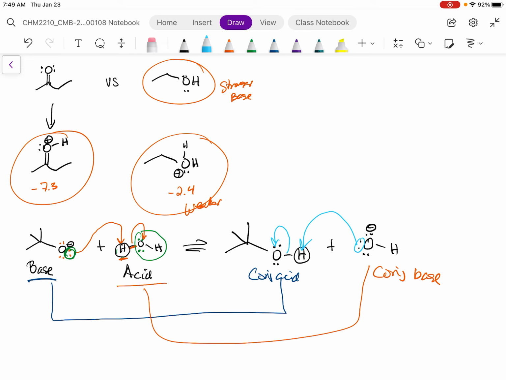So when I ask you to draw the mechanism, I'll specify draw the mechanism in the forward direction or the reverse direction. But you need to see the flow of the electrons and where the hydrogens go. So this hydrogen here, where did it go? Back to the water. Formed the water.